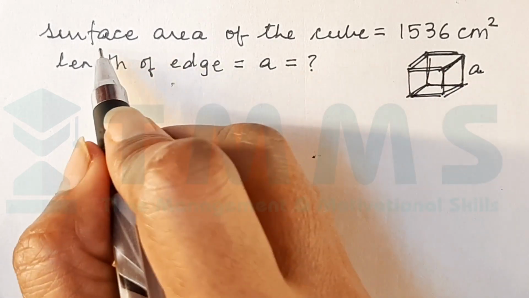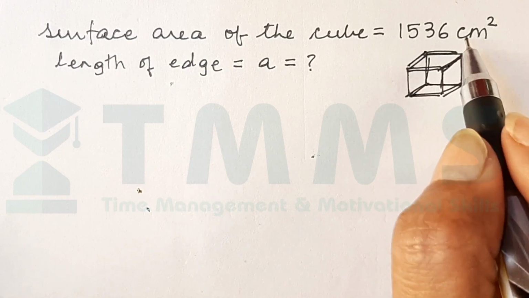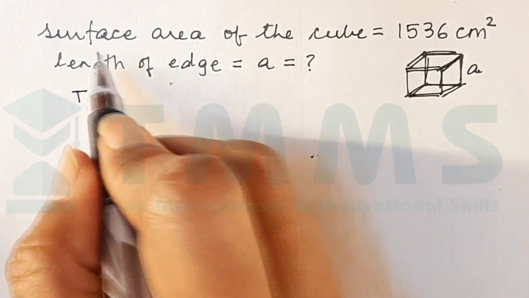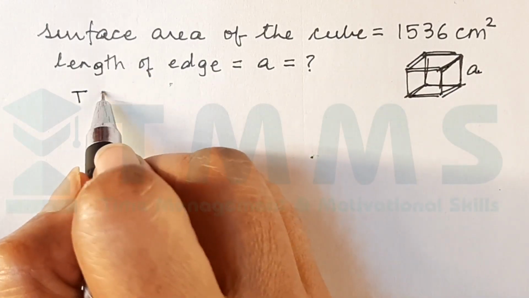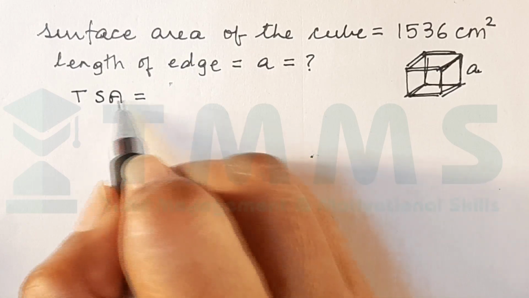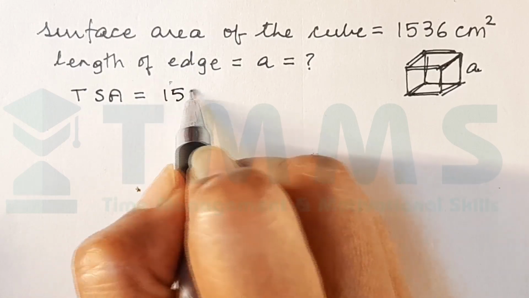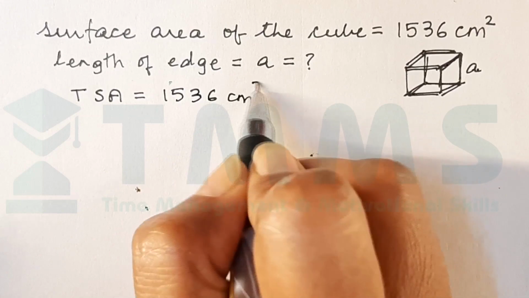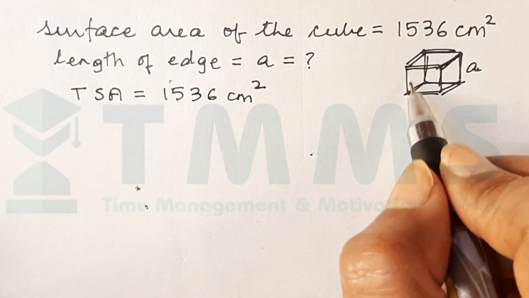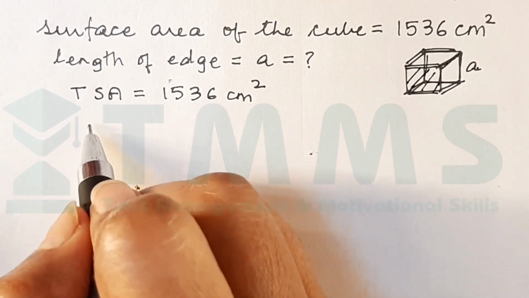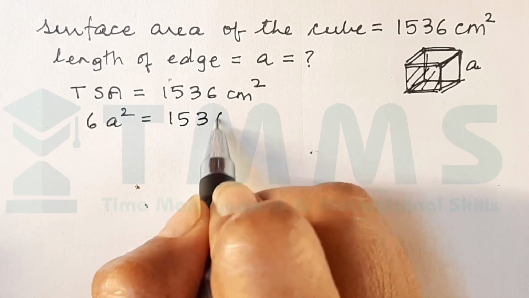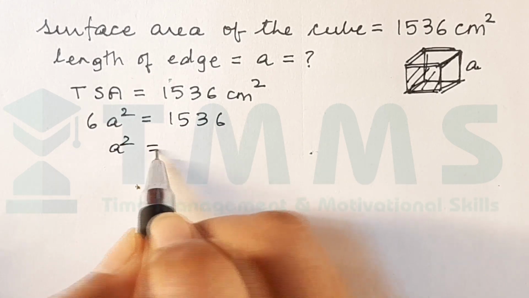Now connect with the surface area formula. What is the formula of total surface area? Now surface area of the cube will be obviously the TSA, that is total surface area, and total surface area is 1536 centimeter square. The formula for TSA is how many surfaces are there? 6. Each one is going to be A square. So 6A squared is equal to 1536. You got that?